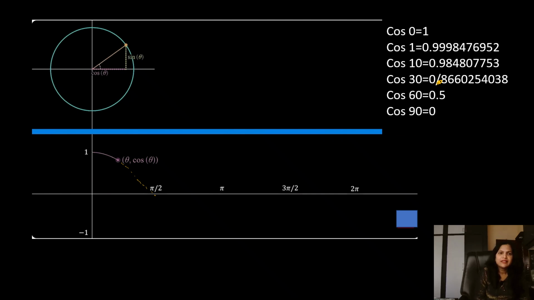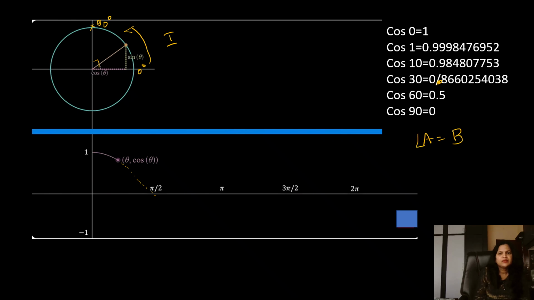When the angle theta becomes 90, the cos theta value becomes 0. That means from 0 degree to 90 degree, the cos theta value keeps decreasing in the first quadrant. This is the first quadrant, 0 to 90 degree. Theta increases, cos theta decreases. But there is a rule: when the angle is between 0 and 90 degree, whatever the value of cos theta is, theta is the same only. That's why A equal to B.